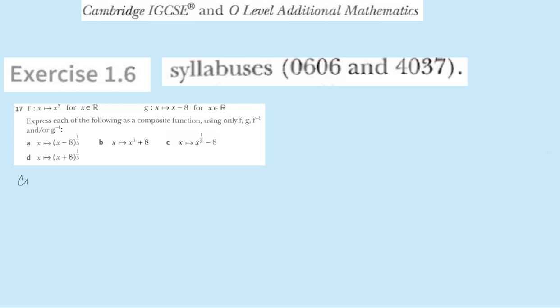It's very easy. Take part A. x mapped to x minus 8, the whole to the power 1 upon 3. So first we have to find f inverse, because in f inverse there is cube root involved. So we must find f inverse. Fx is equal to x cube. So y is equal to x cube. Replace this y by x and this x by y.